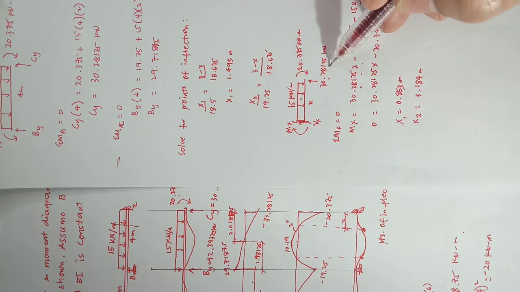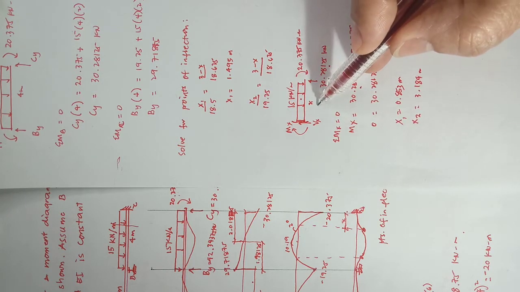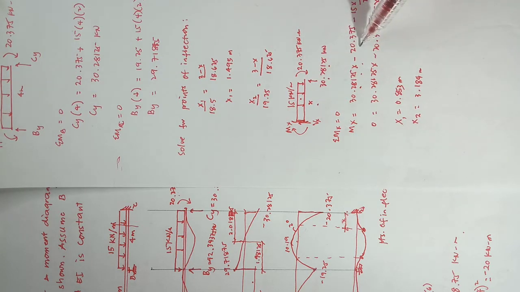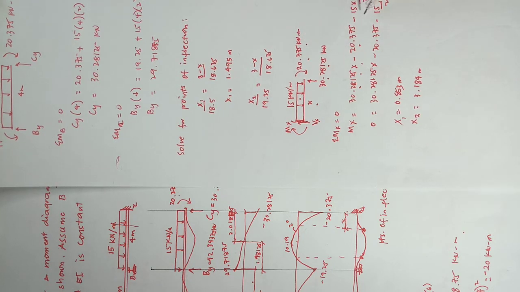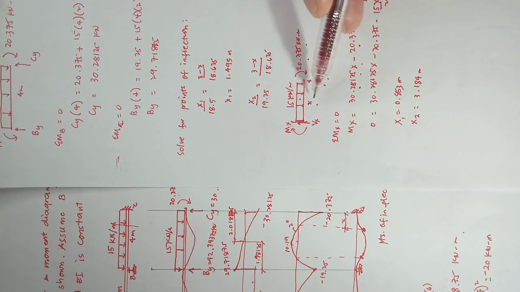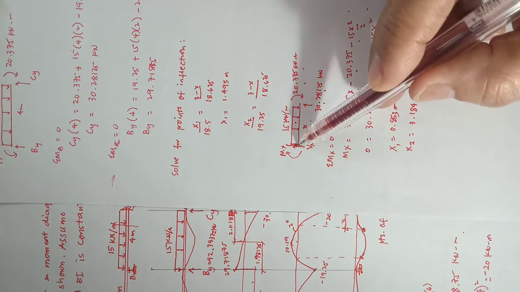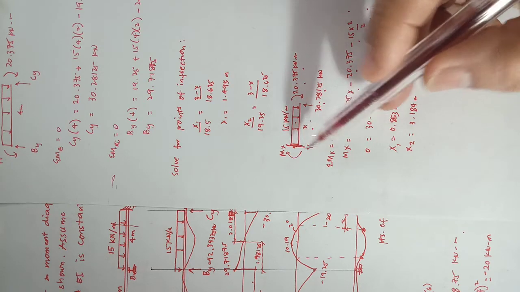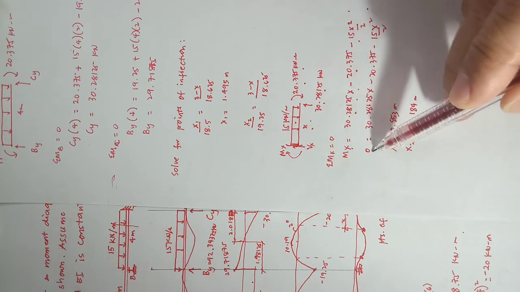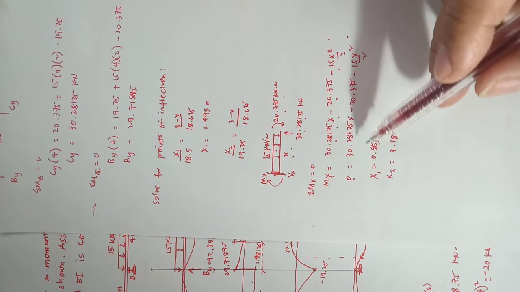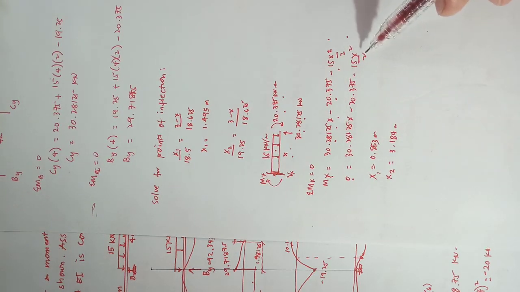So you have Mx equal to 30.28125x, that is your reaction, times the moment arm x, minus 20.375, minus 15 times x times x over 2. And since at this section your moment is 0, so equate Mx to 0. So you will have a quadratic equation.